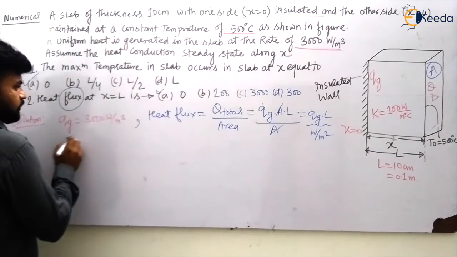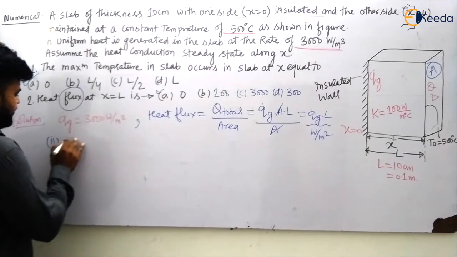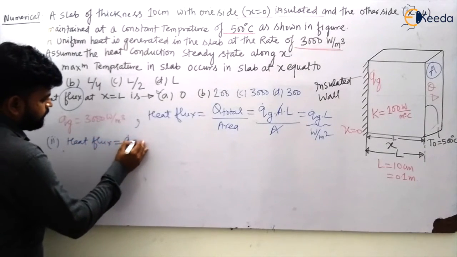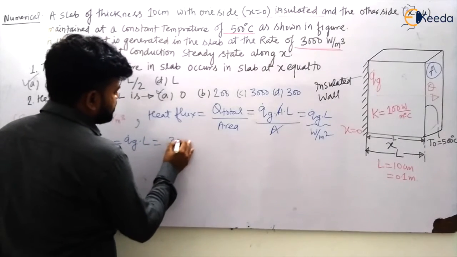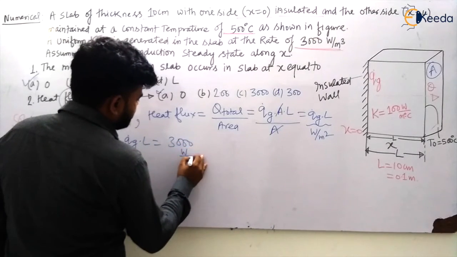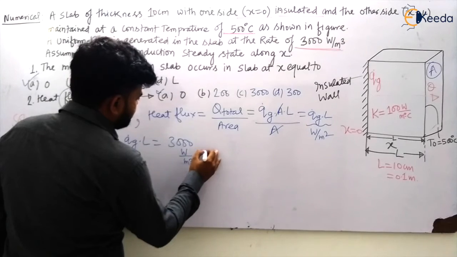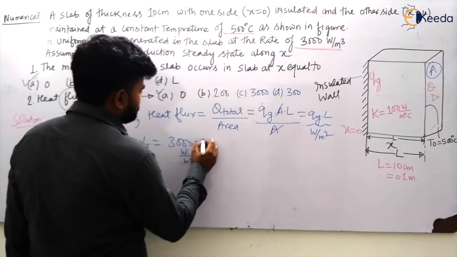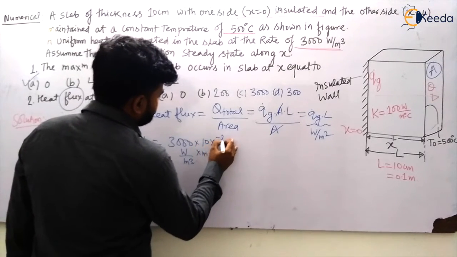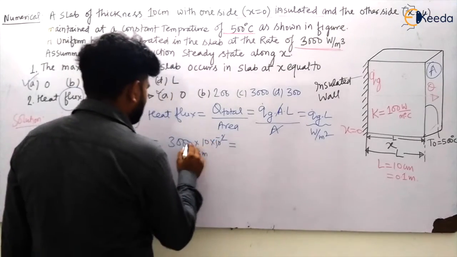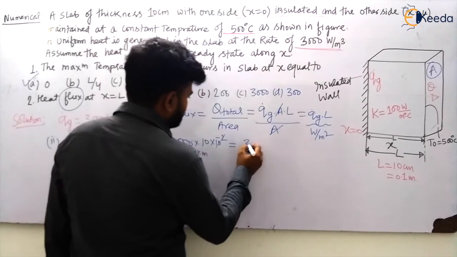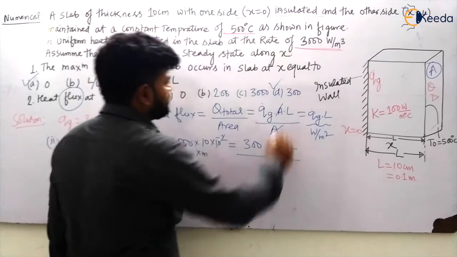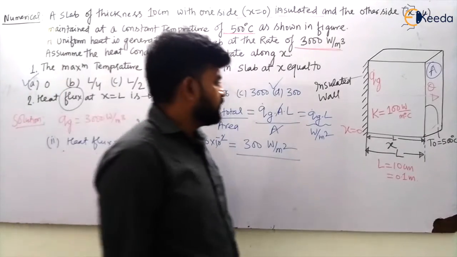So let us calculate it. In the second case, the heat flux will be given by Qg into L. Qg is given as 3000 watt per meter cube, multiplied by L in meters. They have given 10 centimeter, so 10 into 10 to the power minus 2. So this will become 300 watt per meter square. So option D will be correct, my dear students.